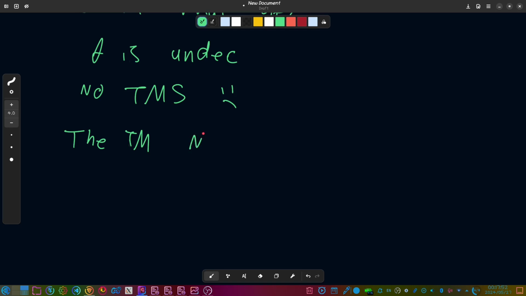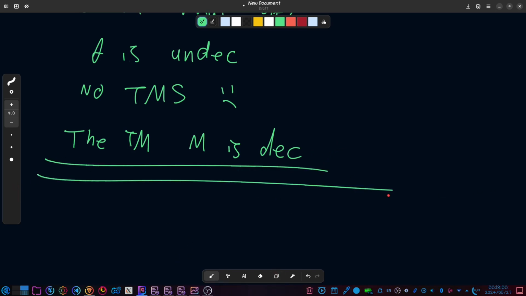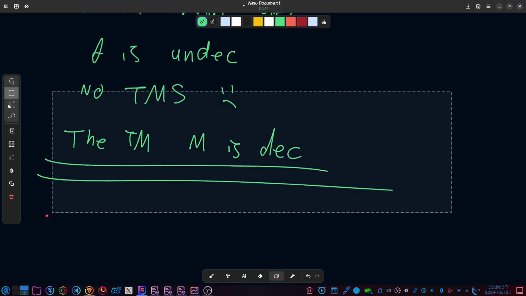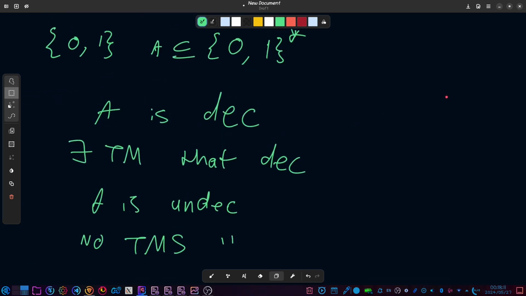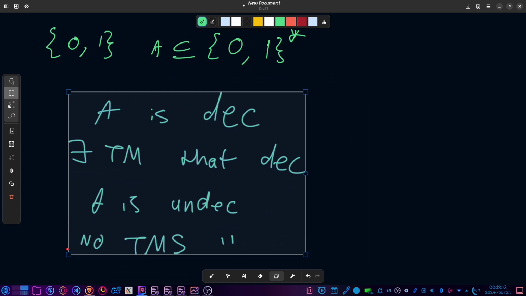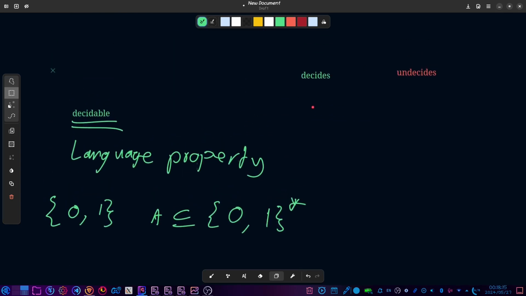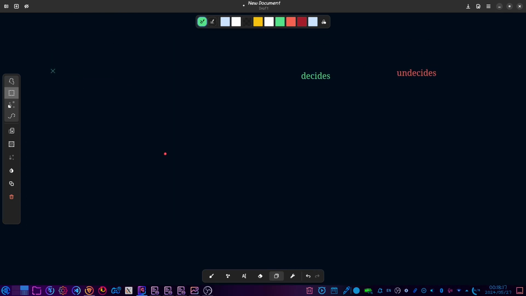And here there's a very similar issue when people say like the Turing machine M is decidable. I don't know what that means. Please, never say this. Ever. Hope that's good. Okay. Done. Burning through this. Having fun.